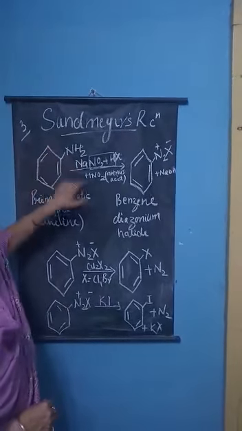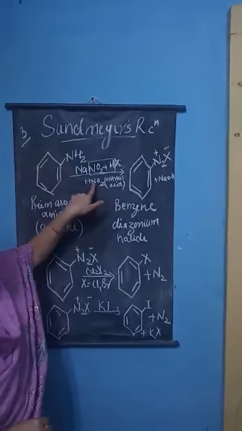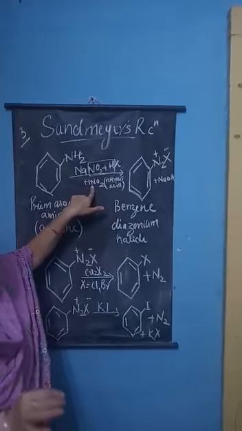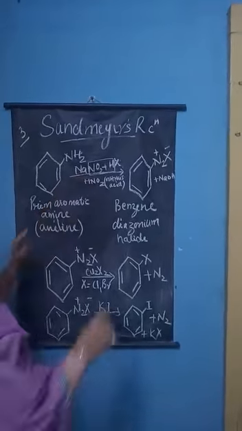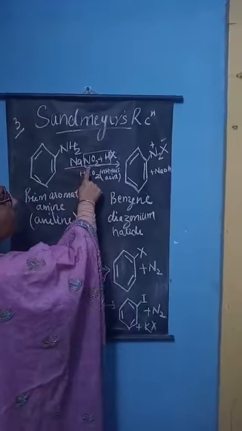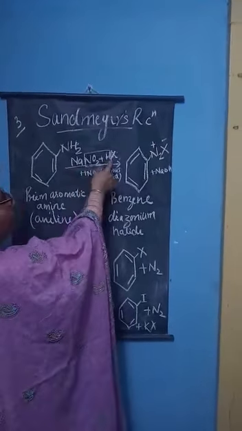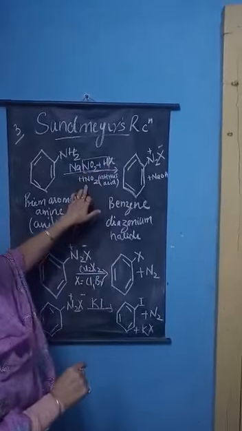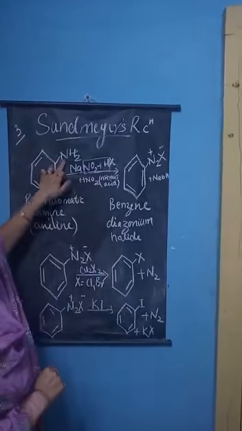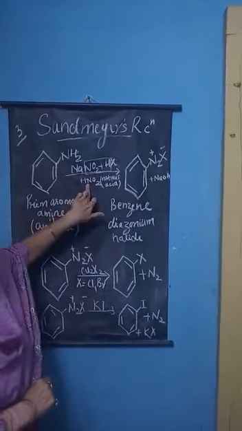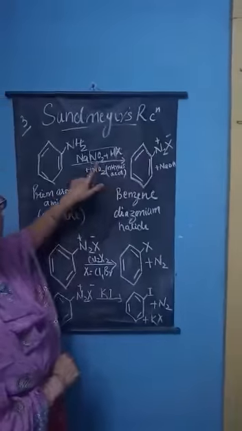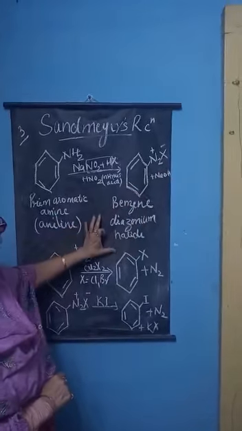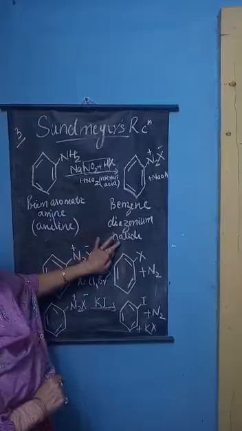This aniline reacts with nitrous acid. Though this nitrous acid is not available in the laboratory or elsewhere, it has to be prepared. It is prepared by the reaction of sodium nitrite with HX. By mixing the two, you get nitrous acid. In this reaction, the nitrogen of aniline reacts with the N of the nitrous acid and forms N2, and the X from this acid reacts with this and forms an intermediate compound, benzene diazonium salt.